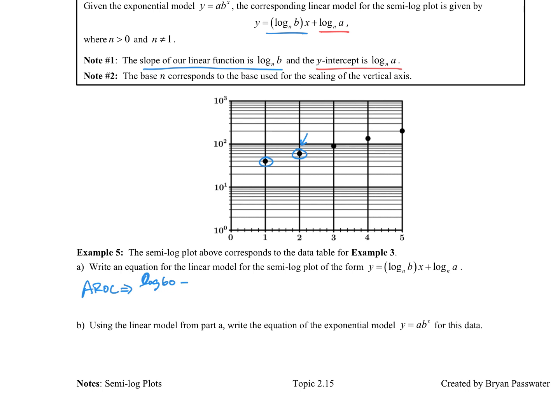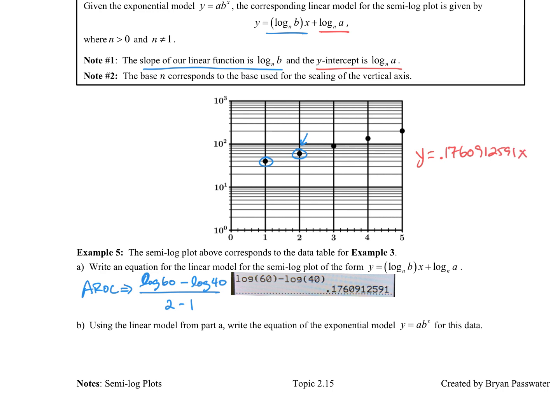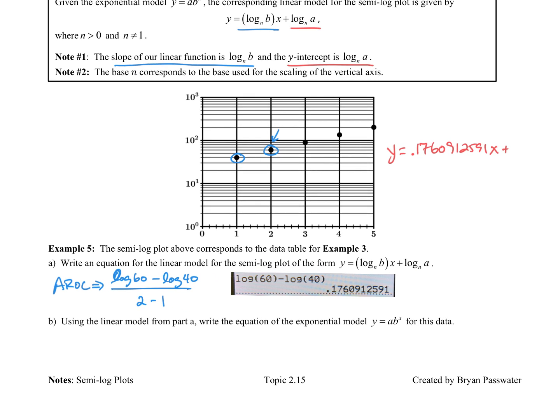And then minus, now my y1 is going to be what? Log of 40. Over my x-axis is the same, and so now I have just 2 minus 1. All right, so now I ended up finding my log base n of b is equal to this 0.17609 and so on. All right, pretty good. And so now I end up having the equation of y equals 0.176091259 x plus my y-intercept is basically this log base n of a.